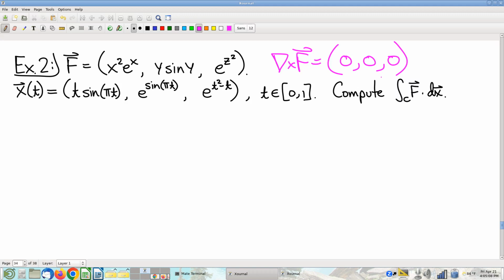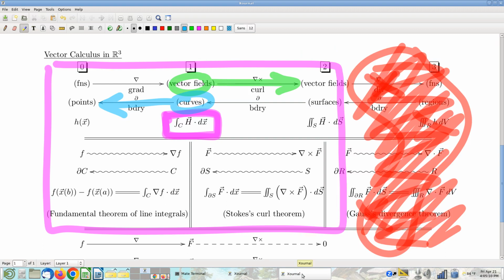And what does that tell us? Back to the diagram, we computed the curl. We got 0. That means there is an anti-gradient. So the fundamental theorem is on the table. We've got a reasonable way forward. Okay, is everybody with me? All right, now let's think about the boundary.